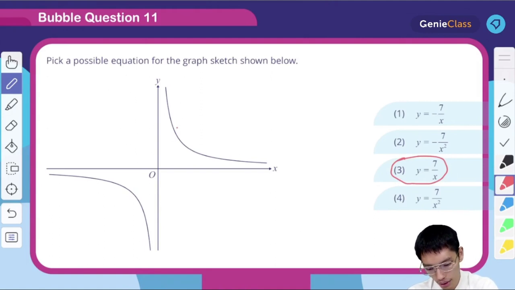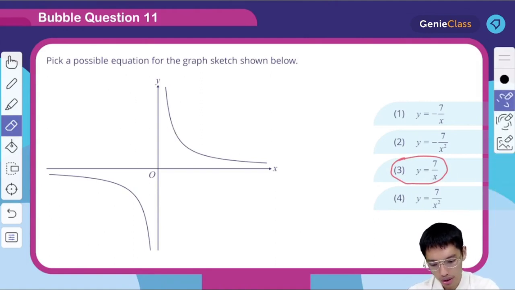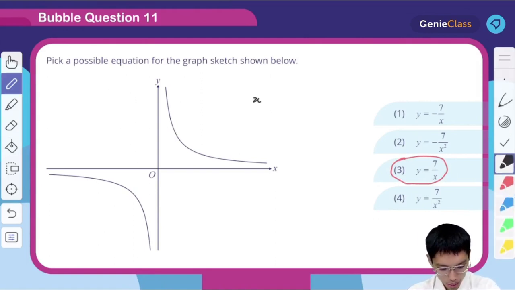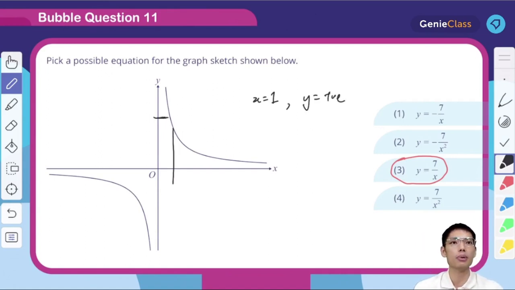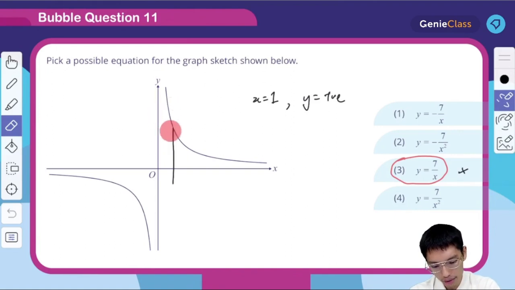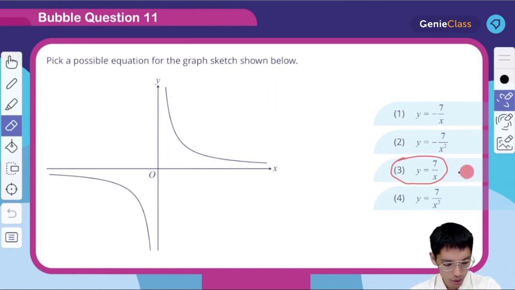Sometimes if you are confused with the graph, you can plot a few values to try. So say for example, when x is 1, y will be, let's say, a positive value. When x is 1, say somewhere here, y is positive. Which one is likely to give me a positive value when x is 1? Look at it, number 3. Okay, so that's how we identify based on the graph, and you have to know your graphs. Or sometimes when they give you this graph, you have to identify and from there know the characteristics. Some type of questions will come out like this.